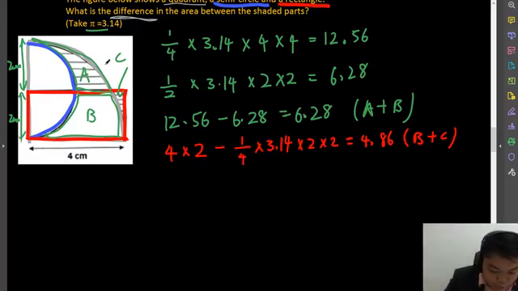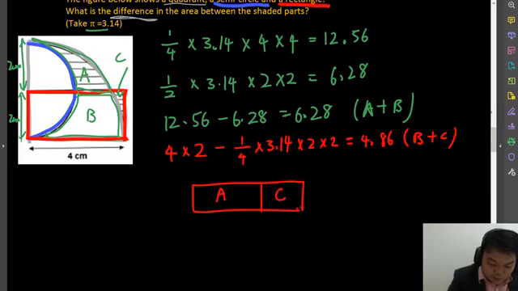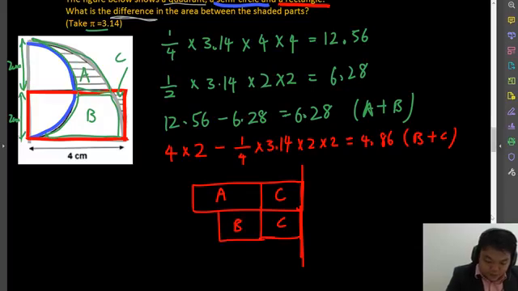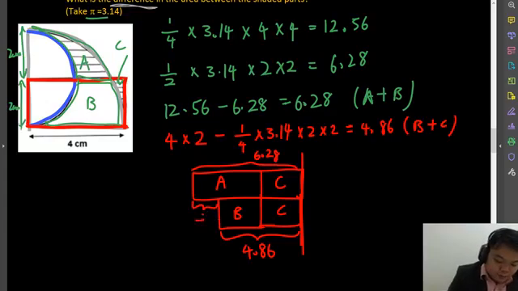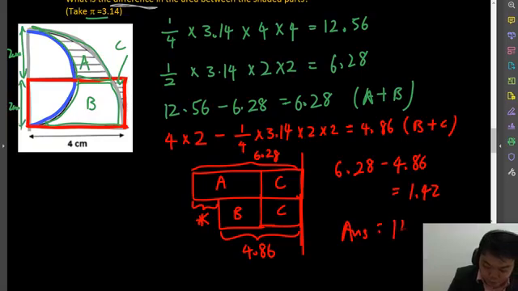Okay, so the difference in area between A and C, we can represent it again like this. Now between A and C, remember, try not to be fixated on the idea that your model must start from the left. We can also put the model over here and we compare this difference. This would simply be 6.28 minus 4.86, and that will give you 1.42. So the answer here will be 1.42 cm squared.